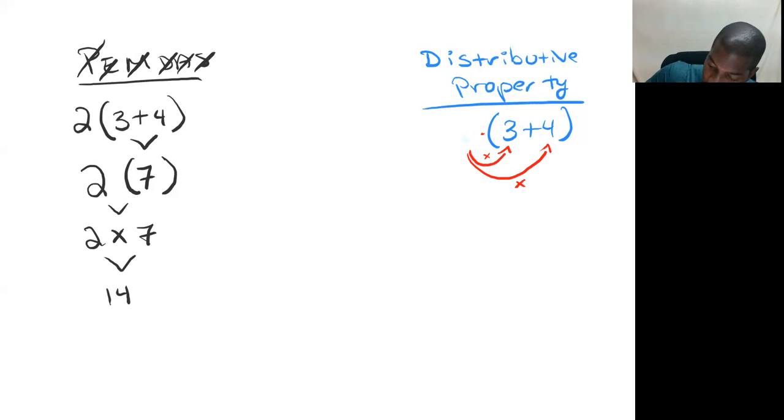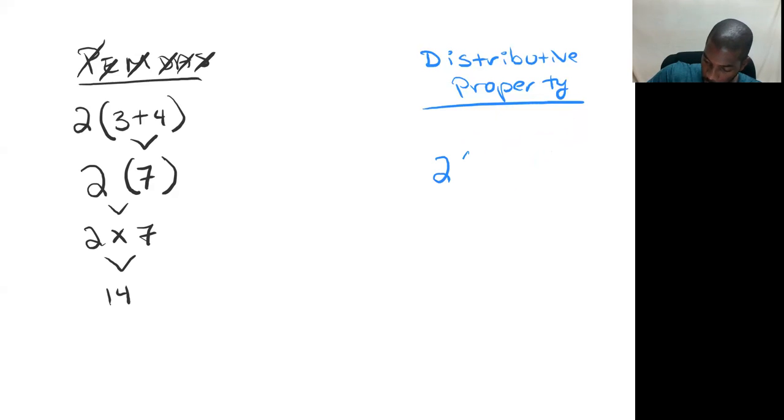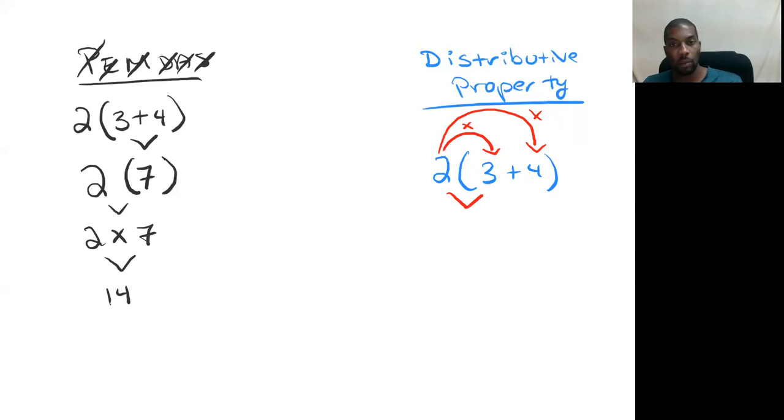Another way to write this, perhaps a more clean way, is like so. 2 parentheses 3 plus 4. Just so I remember what I'm doing, it's multiplication here, and it's multiplication here. And then I like to draw these little arrows at the bottom. So 2 times 3 is 6. And then drop the plus sign. And then 2 times 4 is 8.